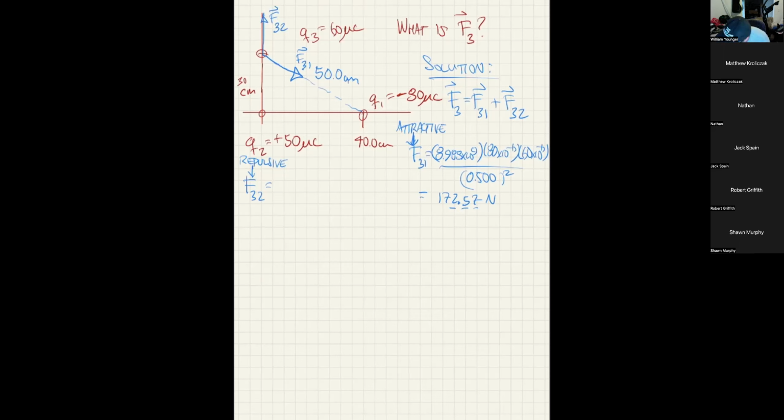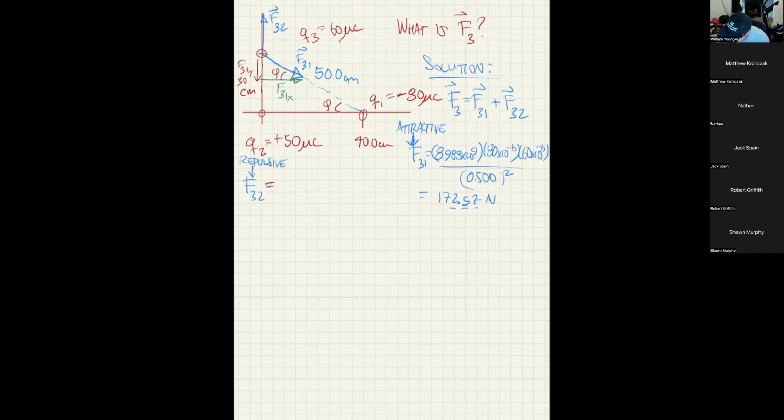I'm going to break this vector F31 up into an x component, and I'm going to break it up into a y component as well, which I'm going to make red because it's negative. And notice that the angle right there is the same as this angle right here. So we can first work out the magnitude of this force, and then we'll take F31 and find its magnitude and direction as well.